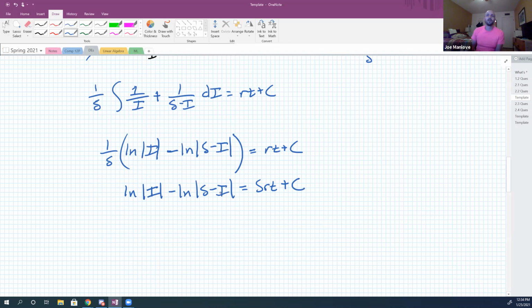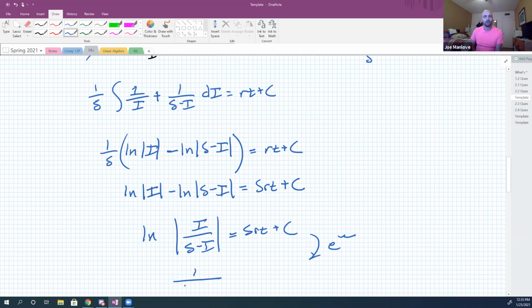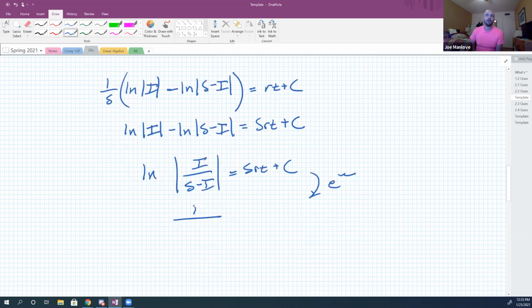Okay. Now I'm going to form a ratio here using a log rule. So I'm going to have the natural log of I over S minus I is SRT plus a constant. I'm going to exponentiate both sides and get I over S minus I is E to the SRT times a constant, maybe A. Are you with me on that?